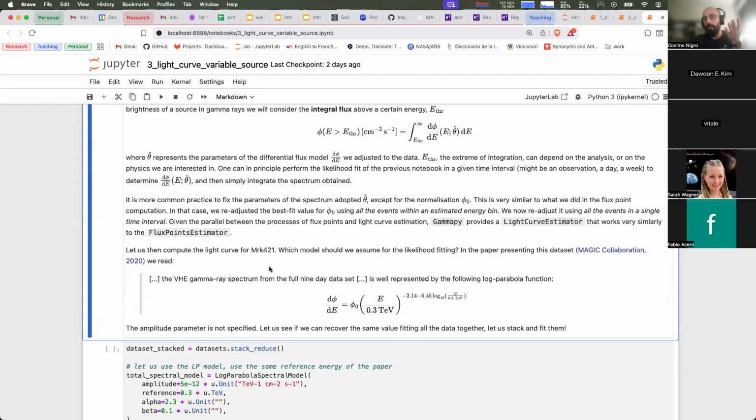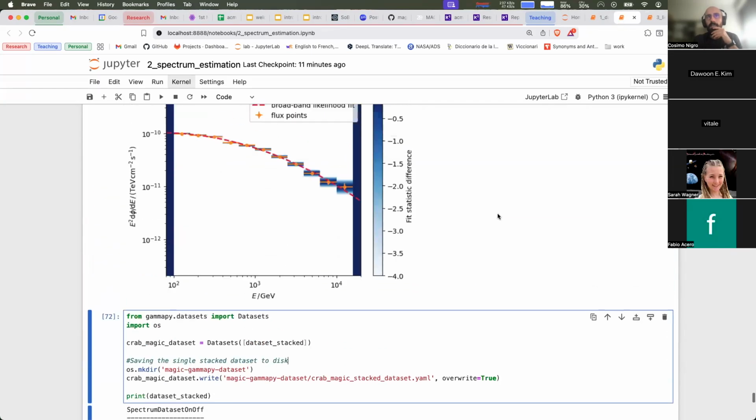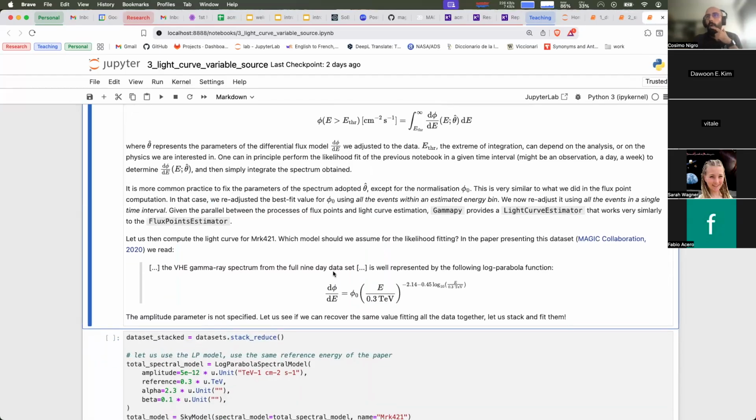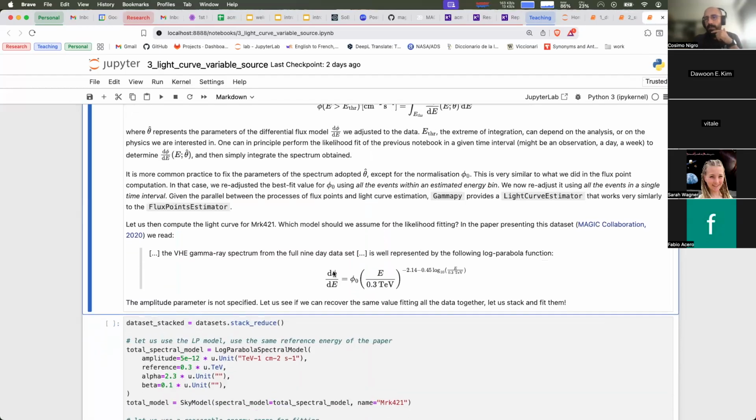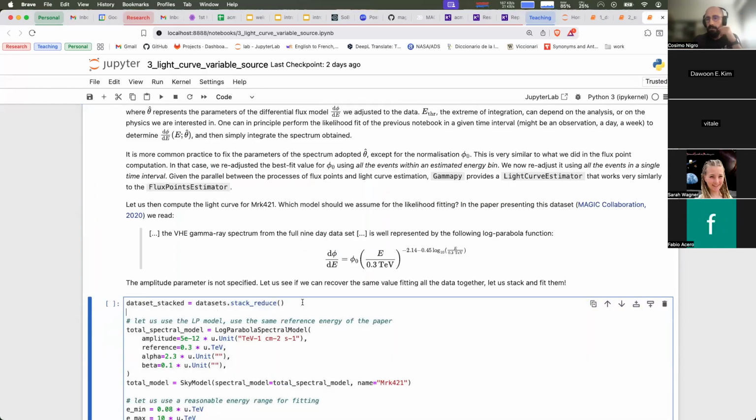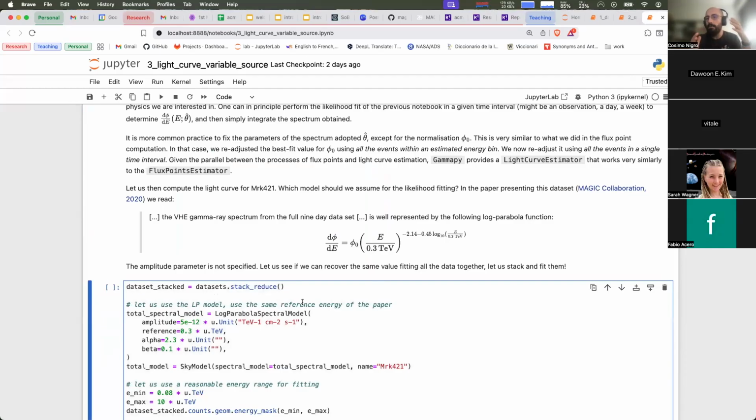But we need some starting point, right? Because when we estimated the flux points, we passed the broadband flux, the best fit to the entire energy range, right? So we said start from this log parabola and adjust it in each energy bin. So from which spectrum do I have to start in this case? Well, we can start from a spectrum that describes the observations altogether. So what I'll do is I will actually stack the observations, but just to get some spectrum that is an average description of the source, okay?